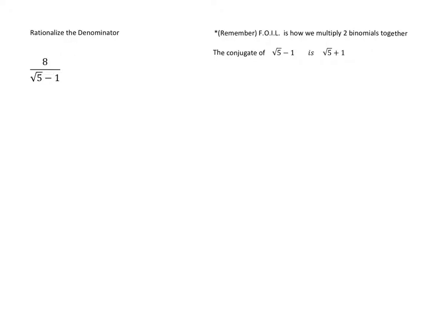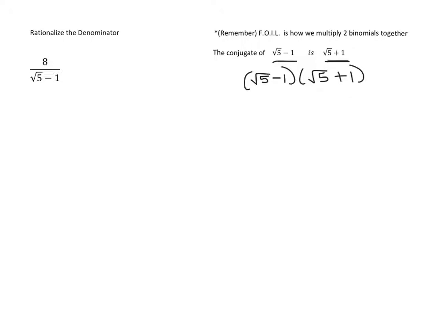So if you look over to the right, the conjugate of square root of 5 minus 1 is the square root of 5 plus 1. All you do is change the sign from positive to negative or negative to positive. And if you remember the FOIL method, this is how you multiply out the square root of 5 minus 1 times the square root of 5 plus 1. It's how you multiply two binomials.